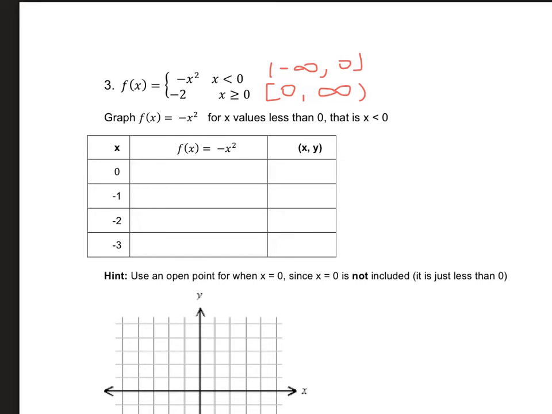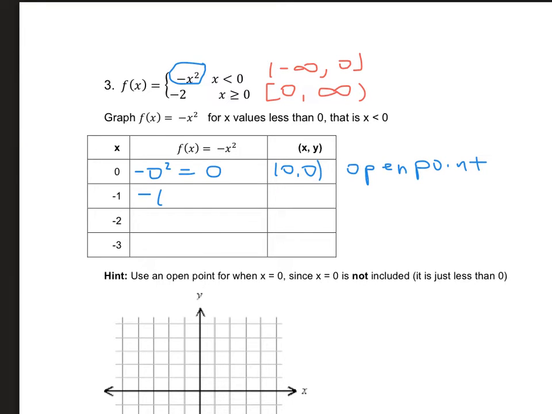So again, we're going to start with just one piece, the negative x squared. We're going to plug in values of x that are negative. We'll also plug in 0, but we want to remember that we're going to have an open point because x equal to 0 is not included for that piece of the function. So negative 0 squared is just 0. We get the point 0, 0.